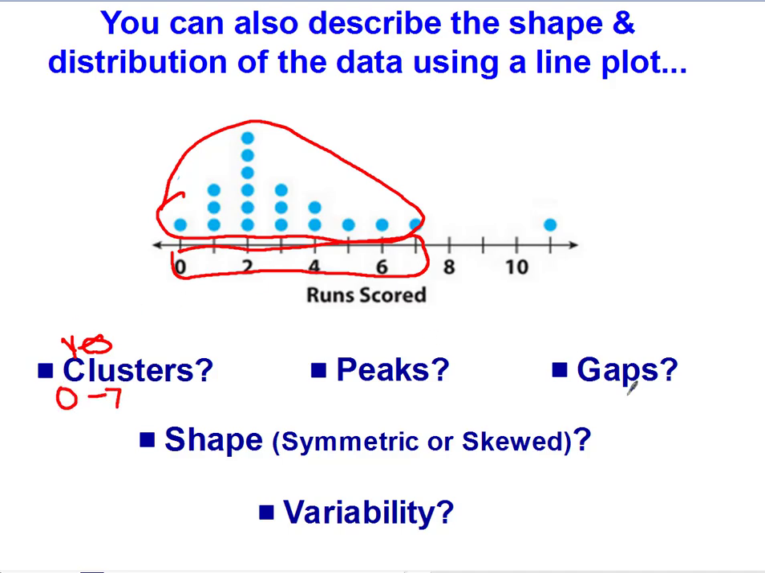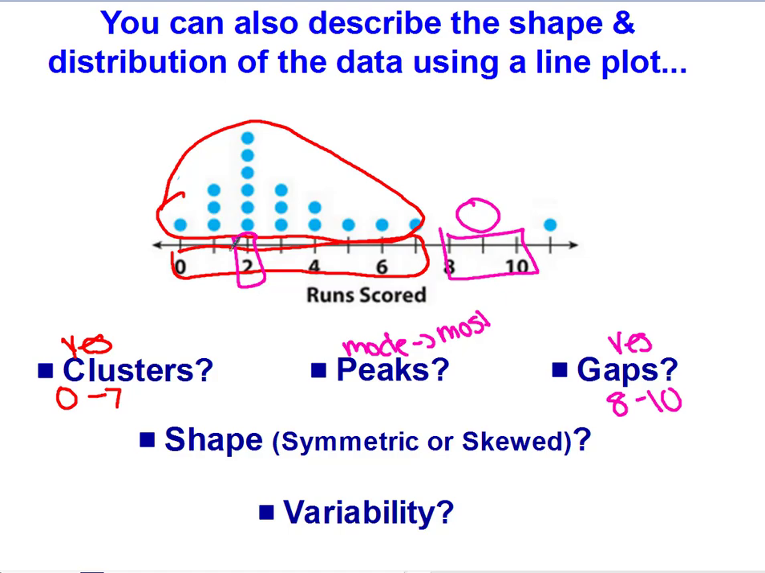Now, do we have any gaps? Well, yeah. We have gaps here from 8 through 10. There's nothing. So I do see gaps, and my gaps fall between 8 and 10 runs. Peaks. Remember, guys, peaks is your mode, and mode reminds me of most. So, most people ran 2 laps or scored 2 times.